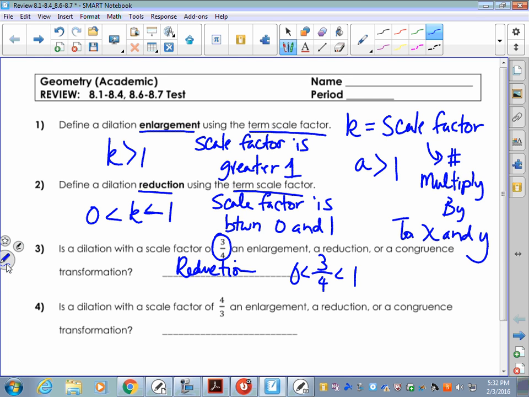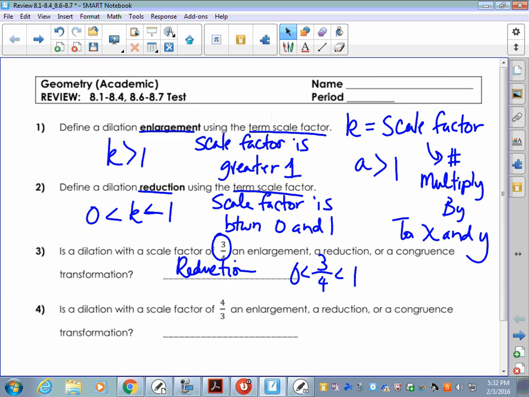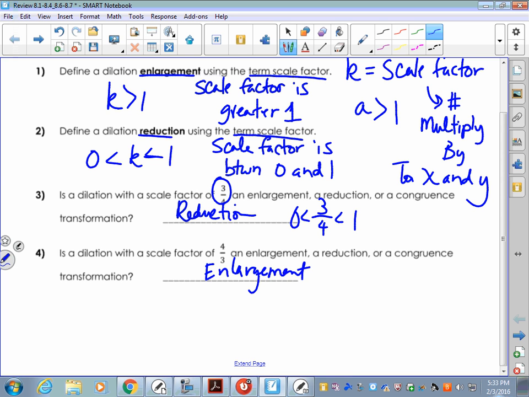Some of you already have this, so you can fast forward through the video if you already have this material. Then we had this enlargement, and the reason why is 4/3 is greater than 1. So whenever it's greater than 1, it's an enlargement.